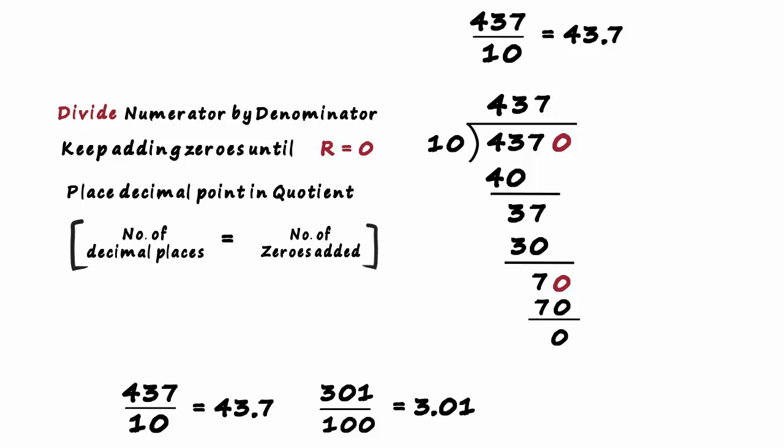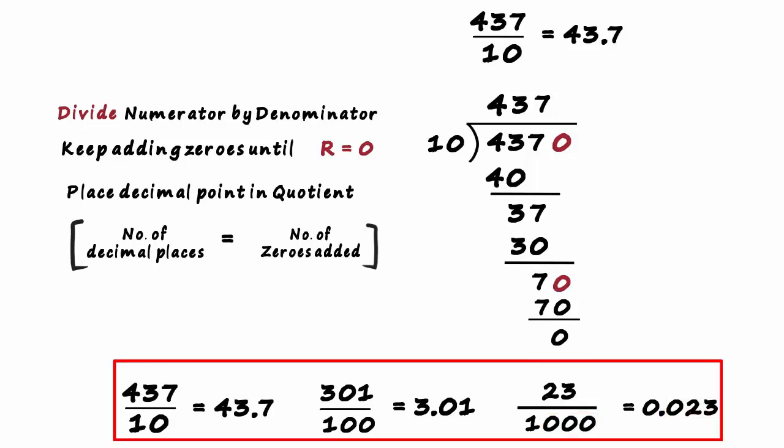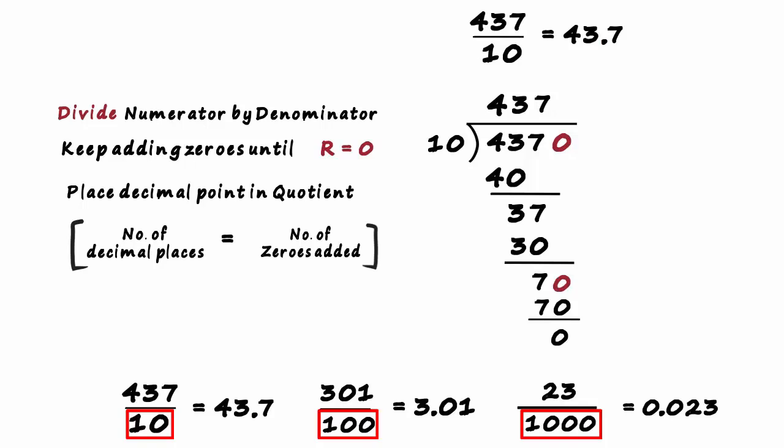Here's the last one, 23 by 1000. There are three zeros in the denominator, but just two digits in the numerator. What do we do in this case? As we have to move three places to the left, we write the decimal fraction as 0.023. We just added a 0 here to make sure we have three decimal places for the three zeros in the denominator. This technique can only be used if the denominator is a multiple of 10.